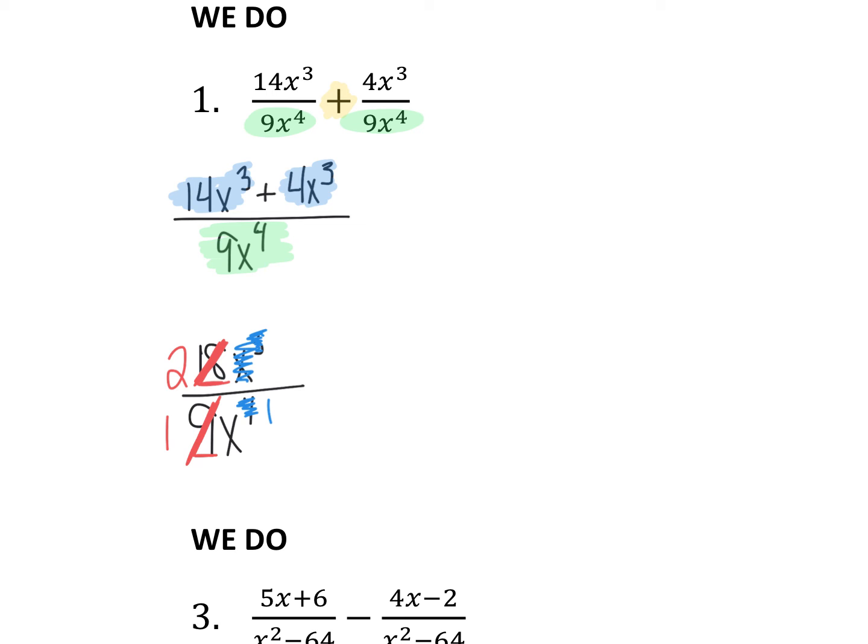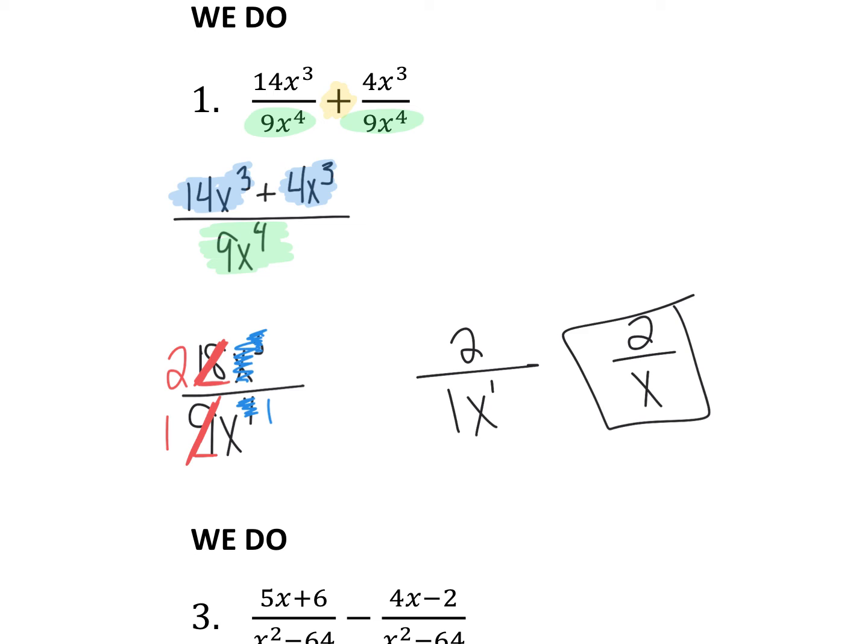Okay, if we go ahead and rewrite this, I only have that 2 left on the top, and I have a 1x left on the bottom. 1x or 1x to the first. Okay, or I could just put 2 over x. Okay, that would be my final answer. It was the same as we got previously.